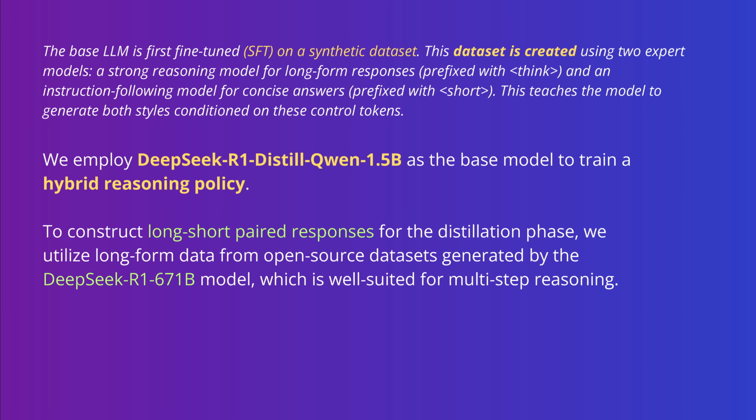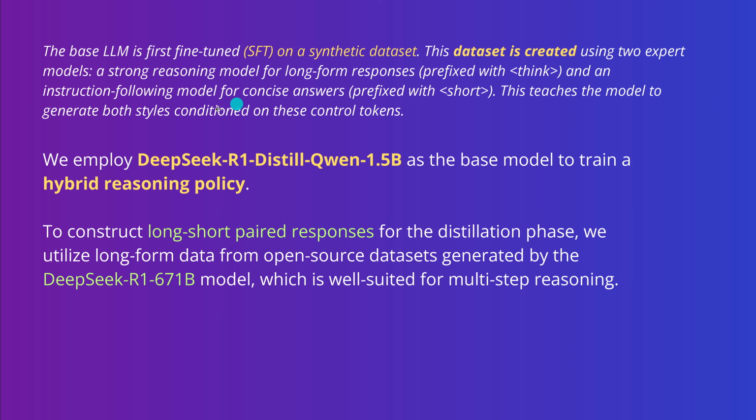And what the authors did was nice. They said we employ DeepSeek R1 Qwen 1.5 billion trainable parameters as the base model to train the hybrid reasoning policy. So let's do this. As we say, okay, the first reasoning model with the thinking control token, they say we go with the full DeepSeek R1 671 billion trainable parameters. They are beautiful. They generate the long form data from an open source data set, very well suited for multi-step complex reasoning chains. Great.